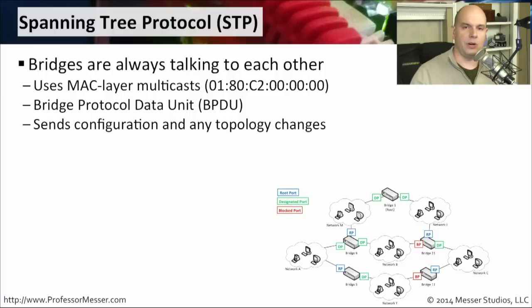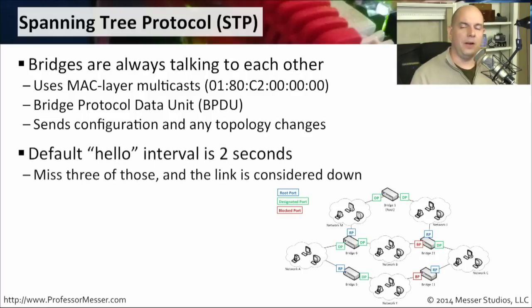These BPDUs are also going to inform other switches when a topology change occurs. Anytime there's any change, you lose a link, the link drops off, that switch is going to let everybody else know, I have no way to get to that subnet any longer. By default, this is what we want to have happen. We want all these switches talking to each other, being able to communicate and send that information back and forth.